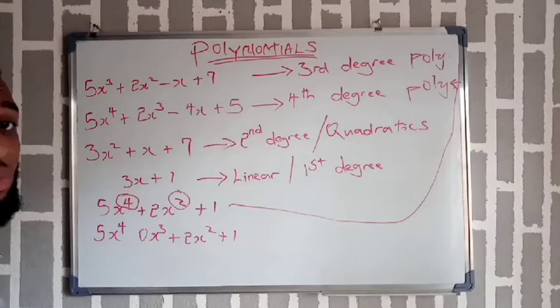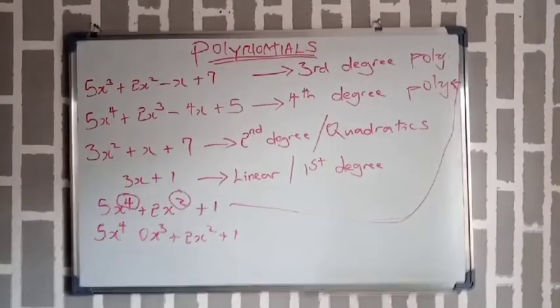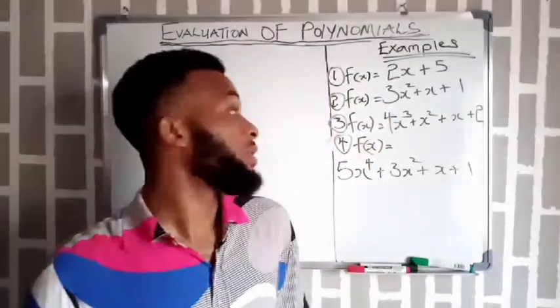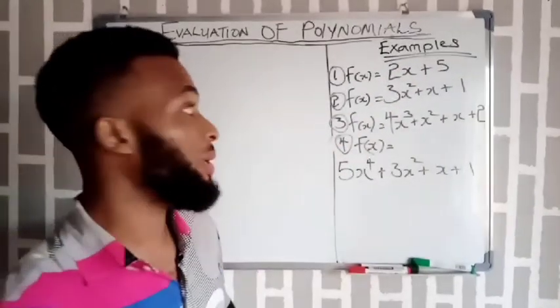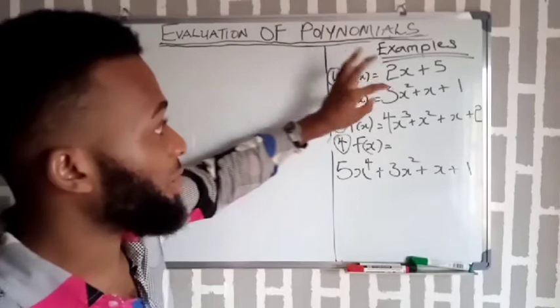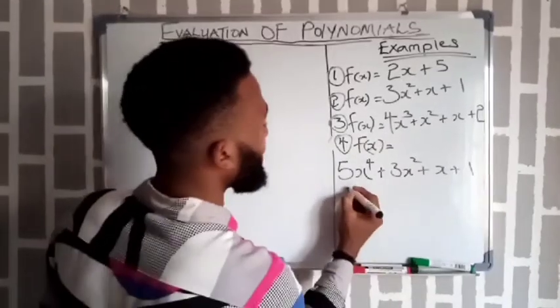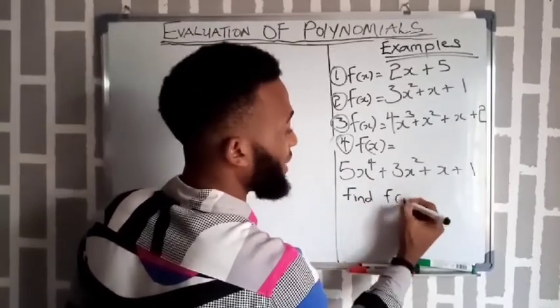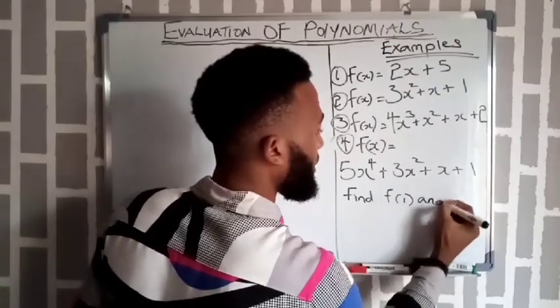So I believe now you know a little about what polynomial means. So let's go into evaluation of polynomials. Having learned about polynomials, I want to start teaching you evaluation of polynomials. There are many ways of solving polynomials. These examples are polynomials of degree 1, degree 2, degree 3, and degree 4. They're asking us to find f of 1 and f of 2. This is what we'll be looking at in this video.